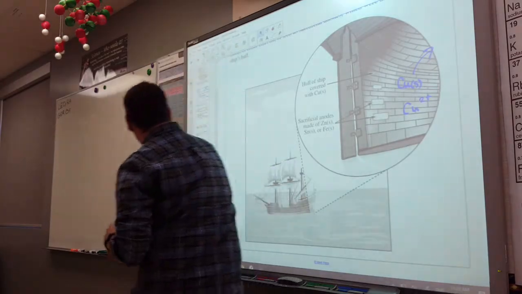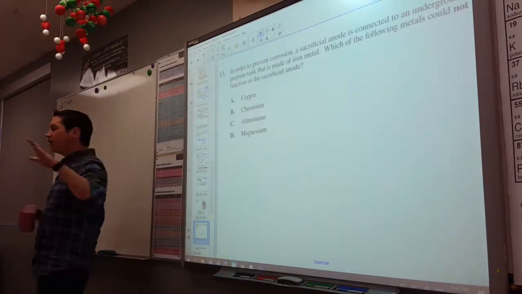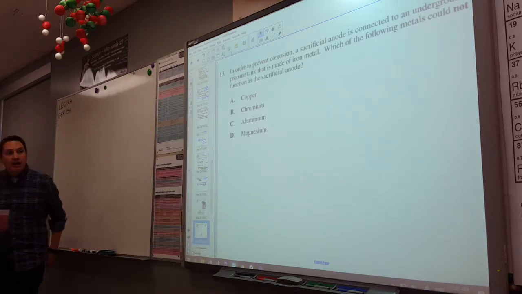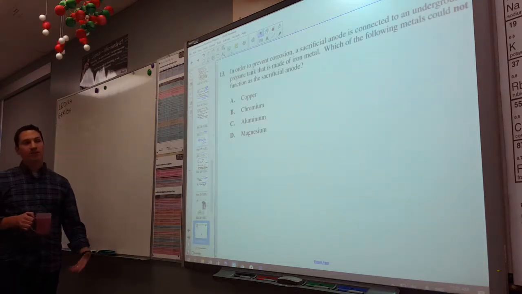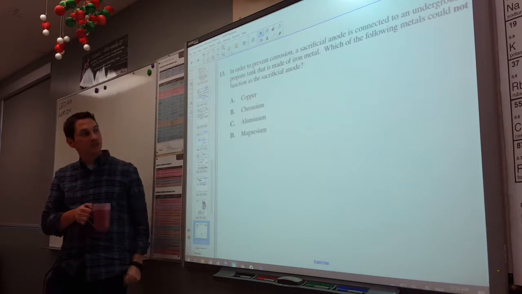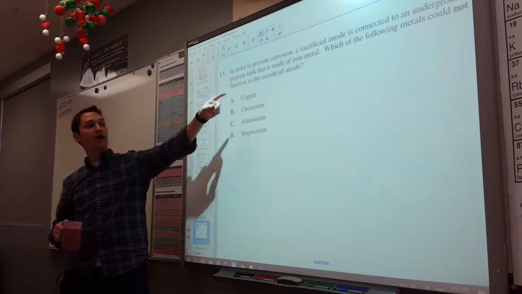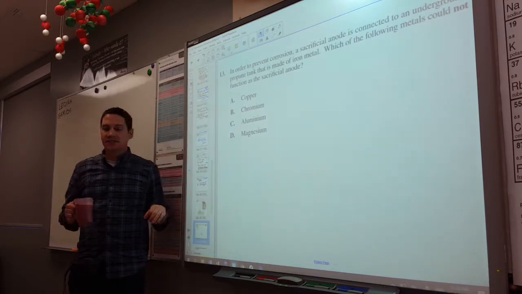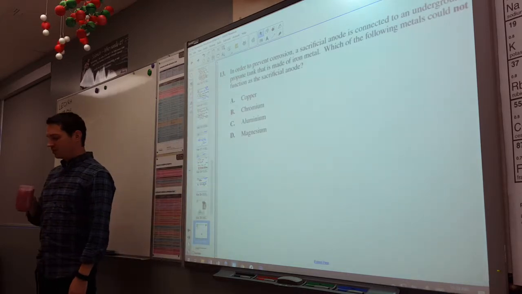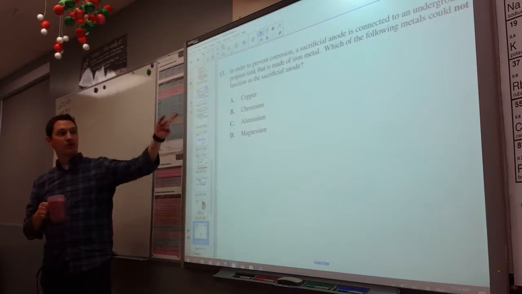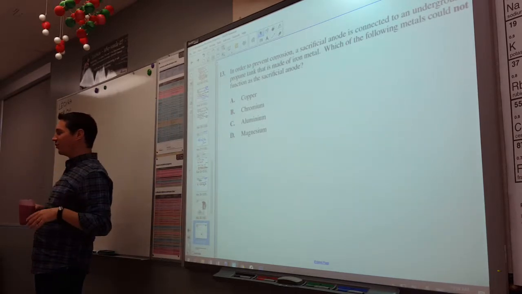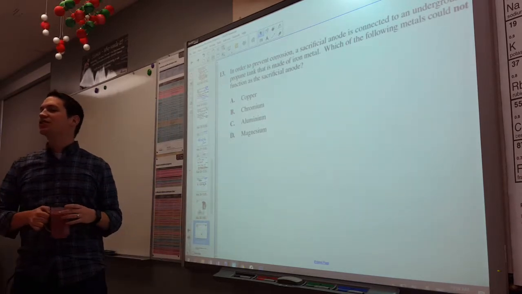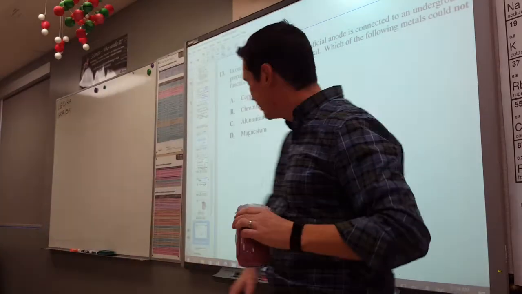Okay, so I just want you to answer this question. In order to prevent corrosion, a sacrificial anode is connected to an underground propane tank made of iron metal. Right, we've got a tank made of iron. Which one of these could act as a sacrificial anode? Oh, sorry, that's totally different. Which one of these could not act as a sacrificial anode?